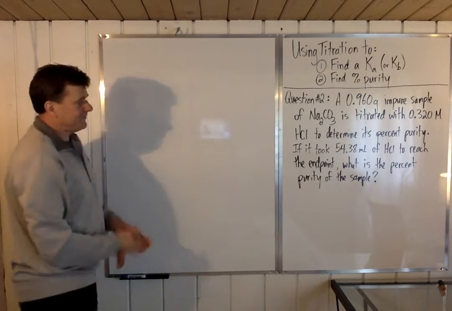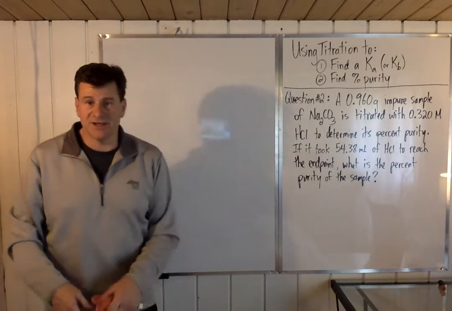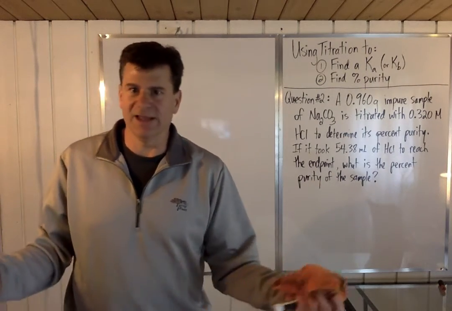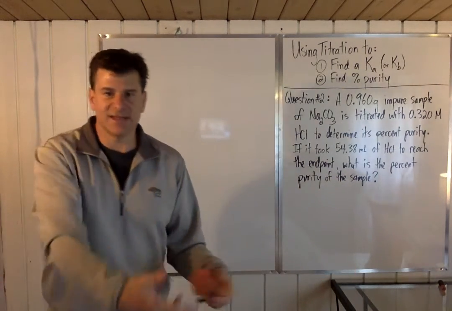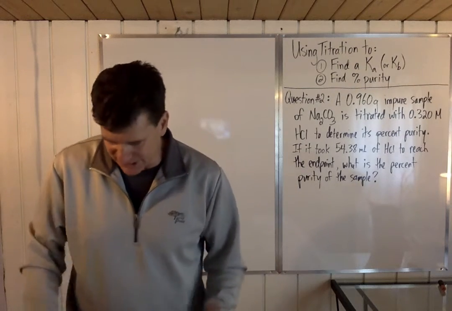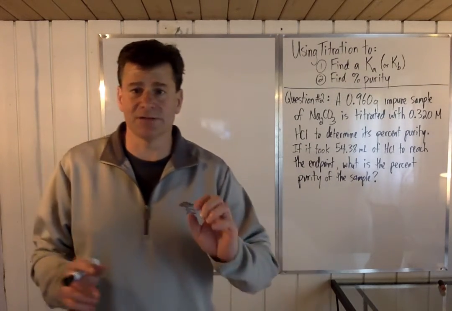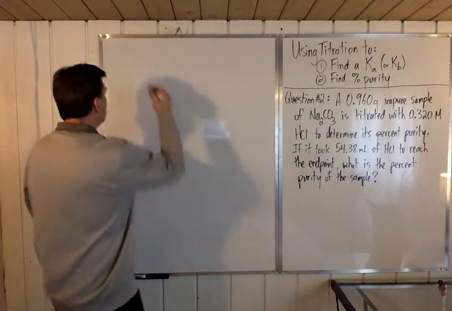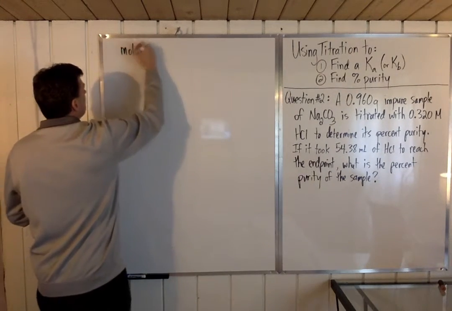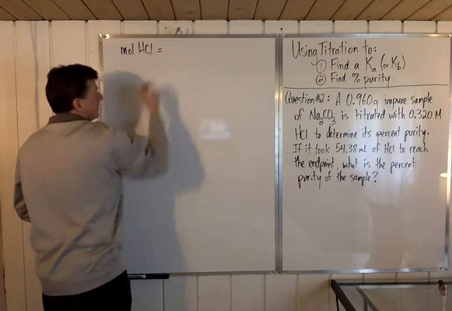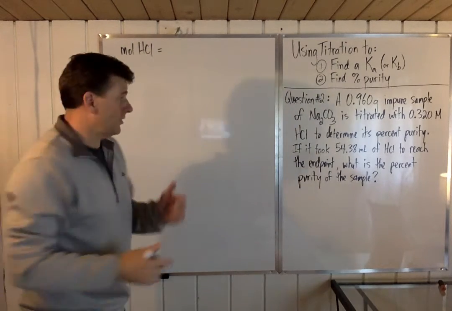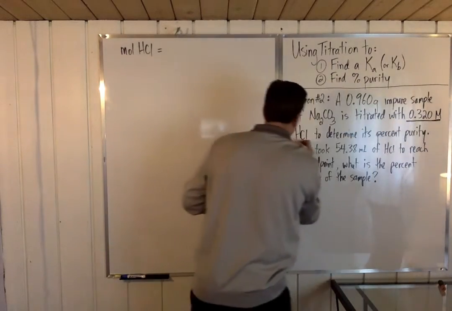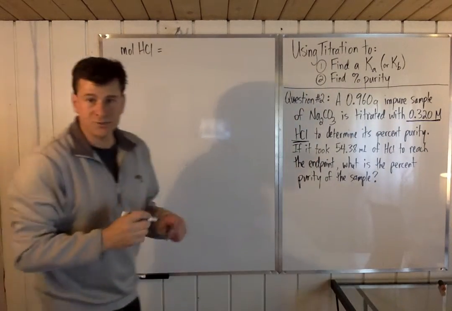So that 54.38 milliliters of HCl is already the average, like if 4 trials were done and this is the average. So we're already at that stage. What I'm going to do is cut to the chase and say how many moles of HCl were used. So moles of HCl equals concentration times volume. The concentration of the HCl is right there, so it's 0.32.